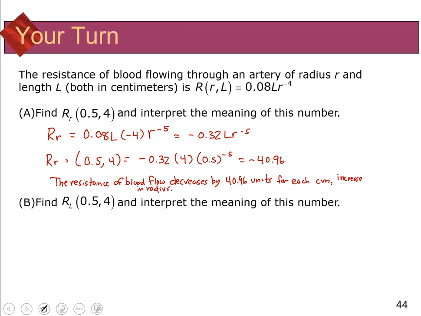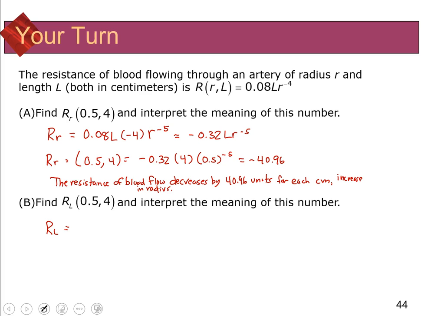So if I increase the radius of the artery by a centimeter, I'm going to get 40.96 fewer units of resistance, whatever it's measured in. Which means it's going to go down. I should have less resistance if I have a bigger area, or a bigger space for the blood to flow through.